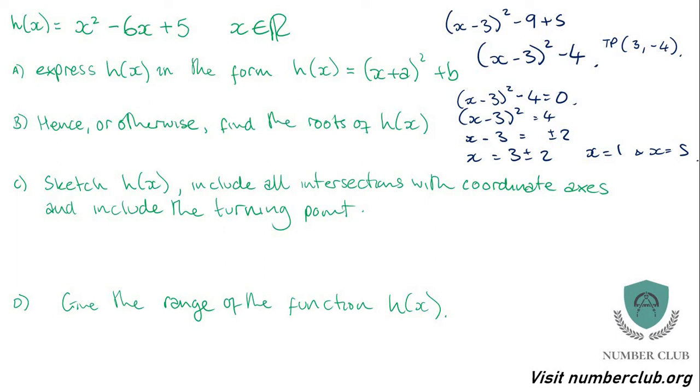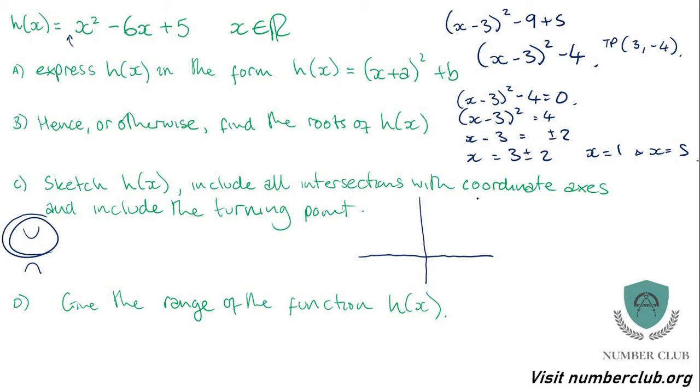So when x equals 1, you get 0 out of this quadratic, which is true, isn't it? 1 plus 5 is 6, take away 6 is 0. Same thing goes for 5. Sketch h of x including all intersections of coordinate axes, so basically including absolutely everything that you can. So h of x, will it be u-shaped or n-shaped? We know that u-shape happens when the coefficient of x squared is positive. So it's going to be u-shaped, we know that.